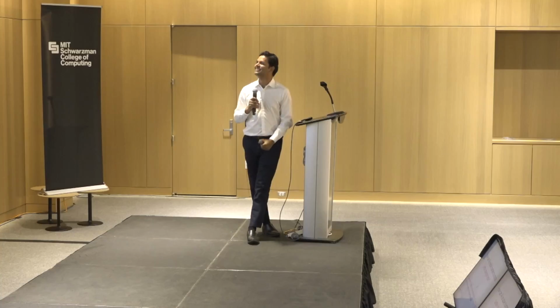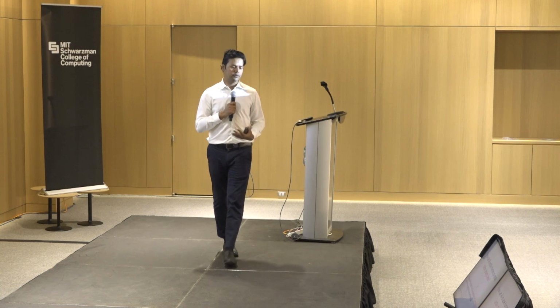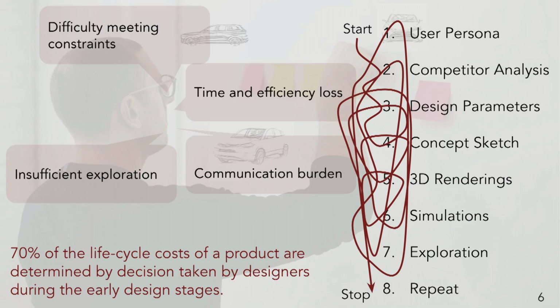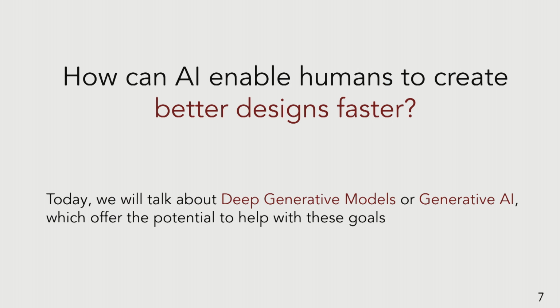Continue? Great. So for design, there is an understanding that a lot of the life cycle cost of a product is decided in the early stages of design. And today we'll be talking about how AI can enable humans to create better designs faster. There are a lot of things in it, but I'll specifically be focusing on deep generative models and how they combine with optimization methods.